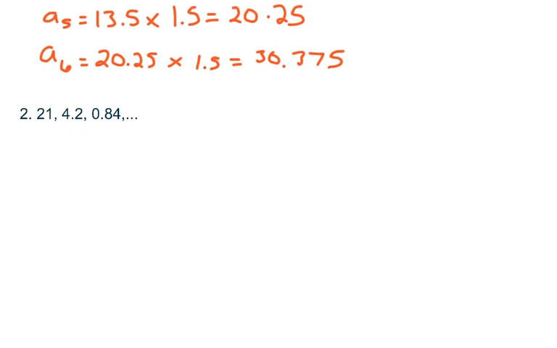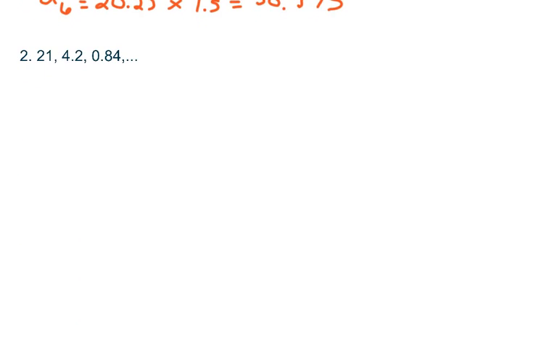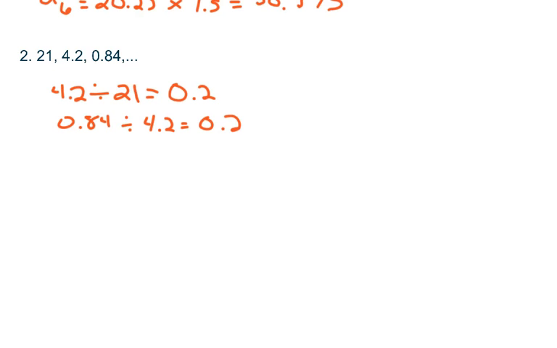Let's try another one here. 21, 4.2, 0.84. The first thing we need to do is find the common ratio. So we're going to take the second term, 4.2, and divide it by the previous term, which was 21. 4.2 divided by 21, when you type that in your calculator, is going to be 0.2. And just to double check that it is geometric, we should take 0.84 and divide that by 4.2. When we do that in the calculator, we also get 0.2. So I think it's pretty safe to assume that our r value is 0.2.